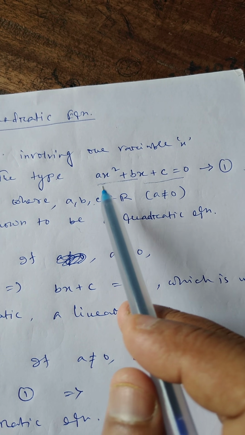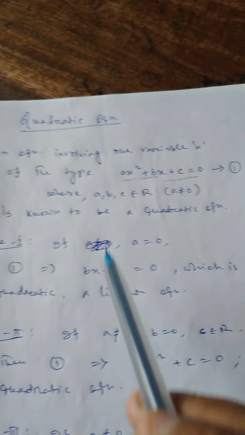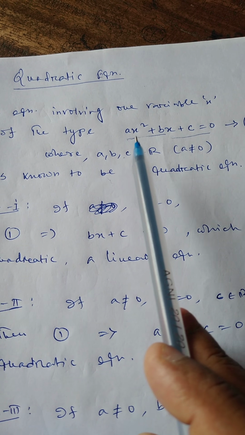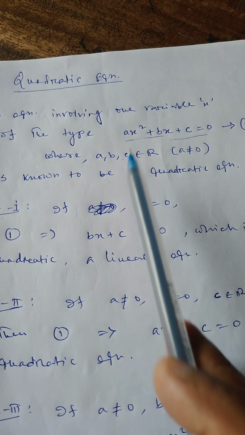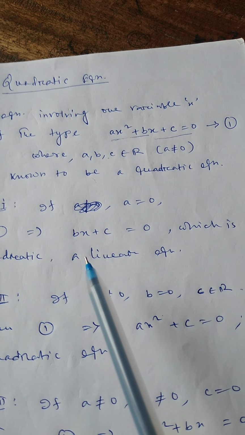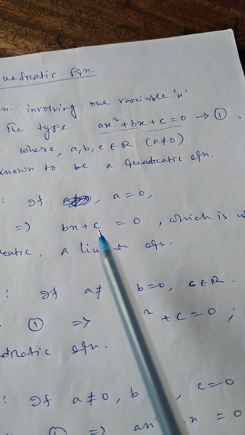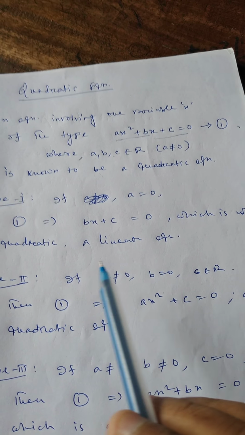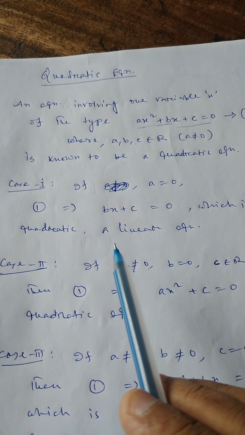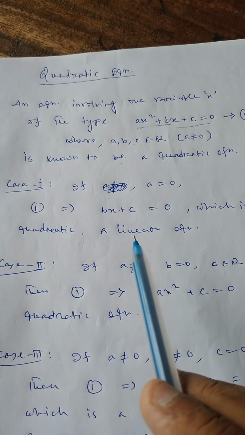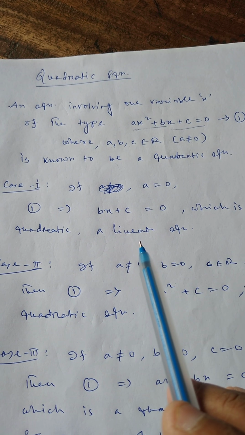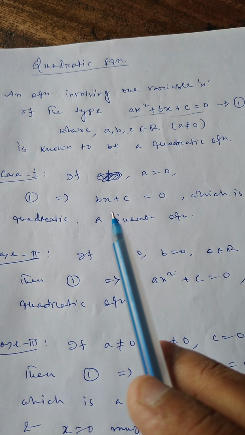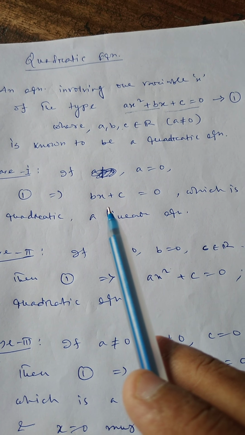If a becomes 0, then the equation 1 reduces to bx plus c equal to 0, which is a linear equation, which is not a quadratic equation. An equation will be quadratic if the power of x or degree of the equation is 2, then it is quadratic.